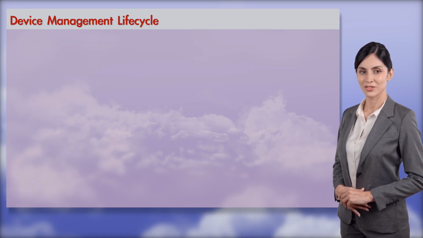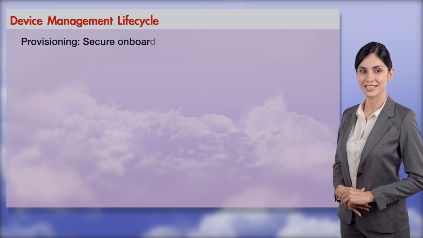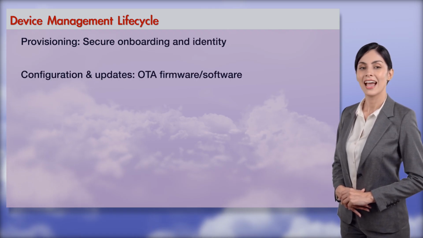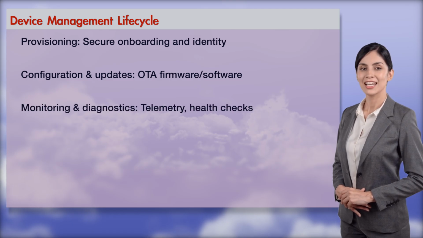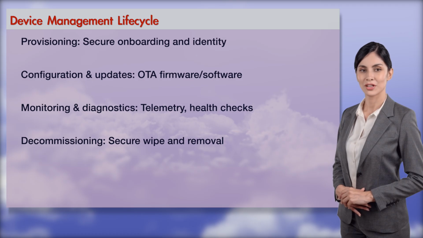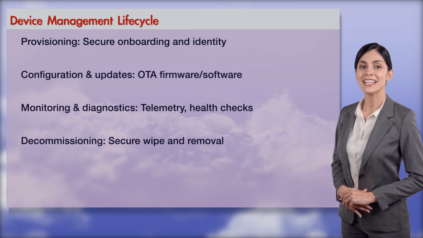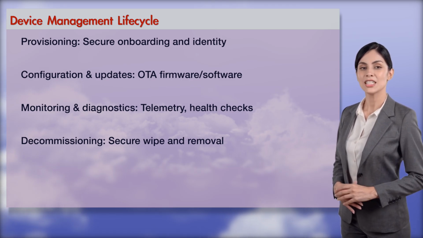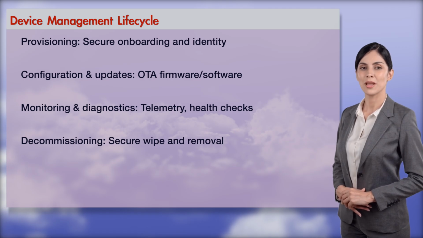Device management lifecycle is critical for large-scale IoT. Provisioning involves secure onboarding, certificate issuance, and establishing device identity. Configuration and updates use over-the-air (OTA) mechanisms for firmware and software patches. Monitoring and diagnostics collect telemetry, perform health checks, and enable remote troubleshooting. Decommissioning ensures secure data wipe and removal from registries to prevent ghost devices.